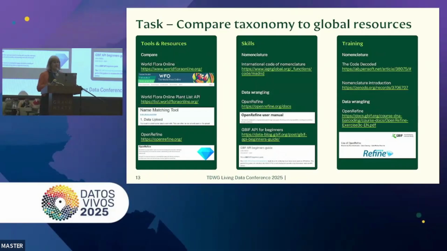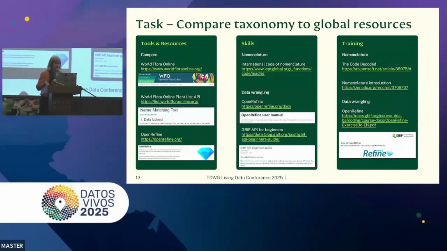And then there's comparing taxonomy to global resources. When we're comparing the taxonomy, some tools have been making really great strides, even just in the last few months. So the World Flora Online name matching tools are fantastic. They've been recently updated, so if you've looked at them before, look at them again. They're getting better. And of course, we've got OpenRefine with the reconciliation services.